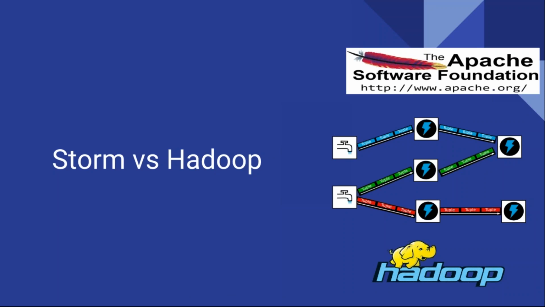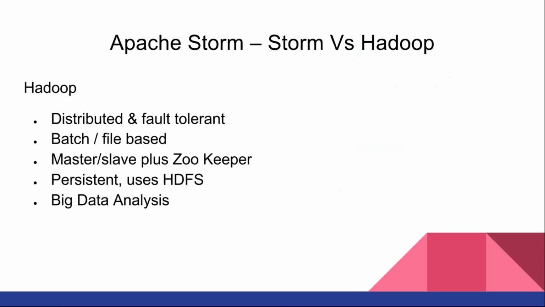Right, till now I'm saying that Storm just looks like Hadoop. So how come Storm looks like Hadoop? What is the difference between Storm and Hadoop? We will see. So when it comes to Hadoop, Hadoop is distributed and fault tolerant. I already said what is fault tolerant, what is distributed.